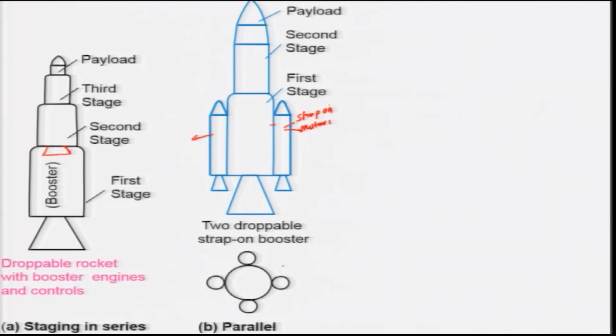This is used very much in our GSLV and other vehicles, because in the booster phase we need to provide a very high thrust level. Therefore, this parallel staging is very much essential, so that it can be more compact. After the first stages of the booster phase, you do not need a higher thrust; you can manage with the second stage and third stage.